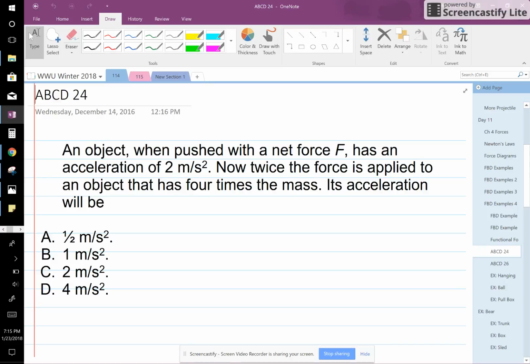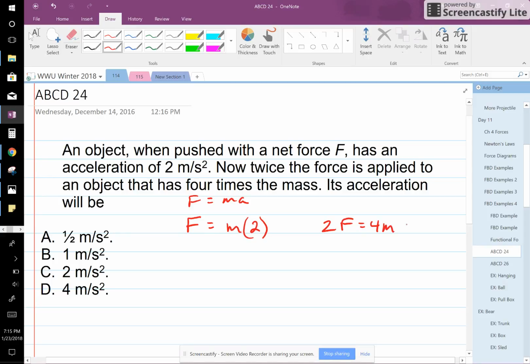Okay, hopefully you've made your guess. So if I'm going to walk through this, I'm going to take that first sentence and see what I have. I have a net force of F being applied, and it produces an acceleration of 2. And so I'm just following Newton's second law that the force is equal to mass times A. Okay, but then it says, now what happens if I have twice the force applied to an object and it has 4 times the mass? What will its acceleration be? Okay, so I just put in those new qualifiers in here.